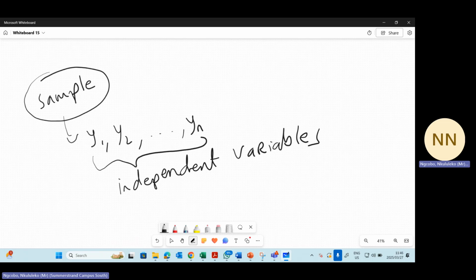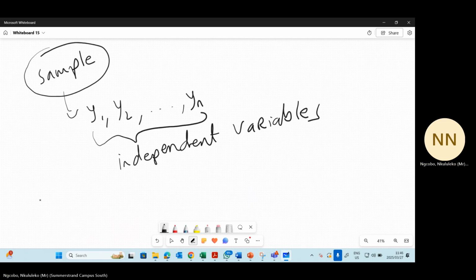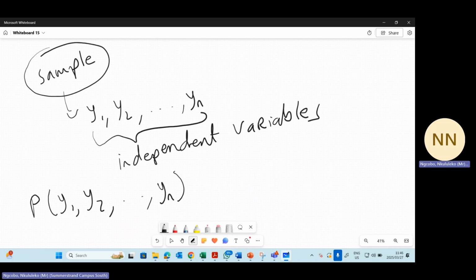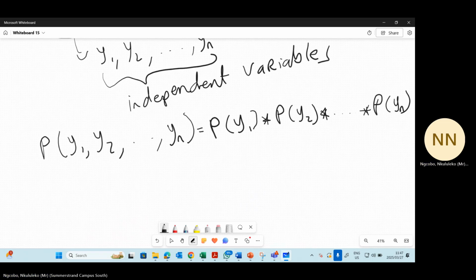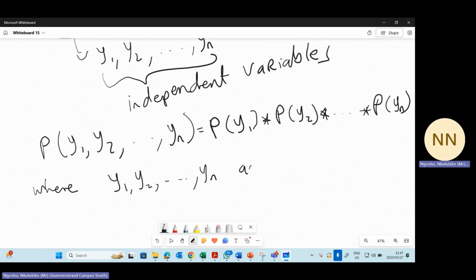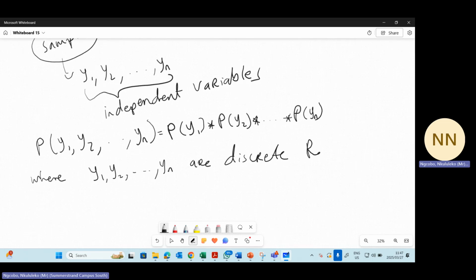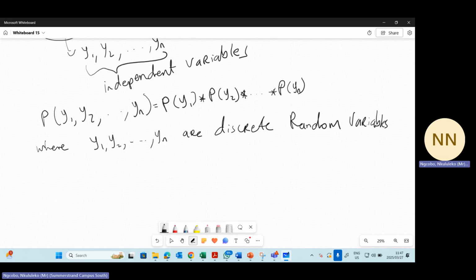Now, if we understand that these are independent variables, what does it mean? It means that the probability of y1, y2, up until yn is the same as the probability of y1 multiplied by the probability of y2 multiplied by up until the probability of yn, where y1, y2, up until yn are discrete random variables, right? So what does it mean for continuous variables?